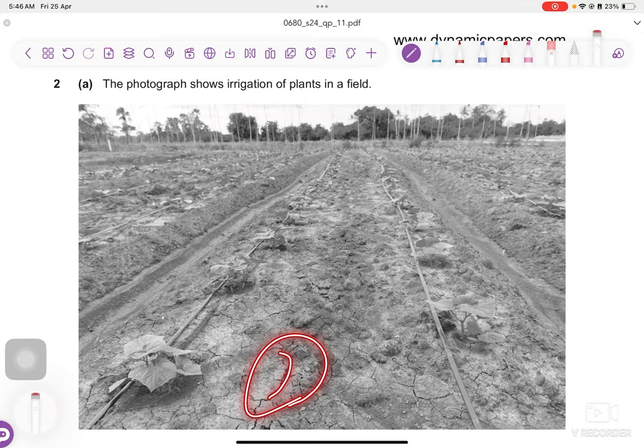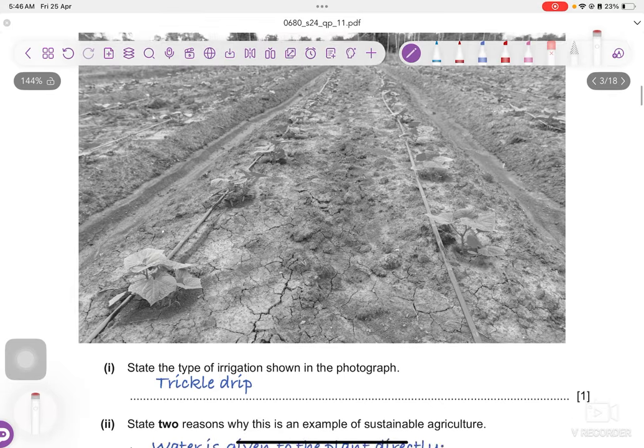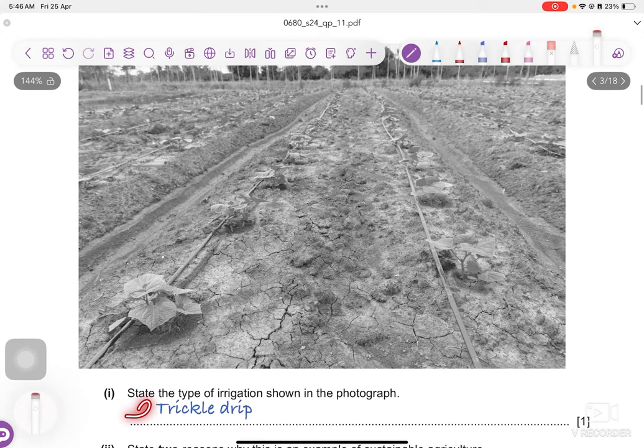You can see clearly the cracks over there, okay? You can also see small vegetations, okay? And you can also see a pipe, and this pipe is the trickle drip, okay? So this is what I gained from the picture. Let's take a look at the first question. It says, state the type of irrigation from the photograph. As I said, this is a trickle drip.